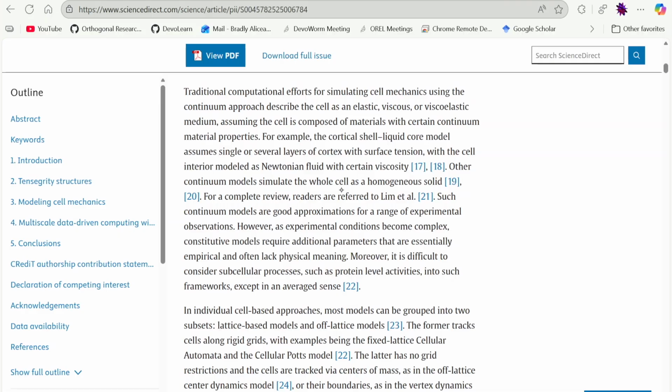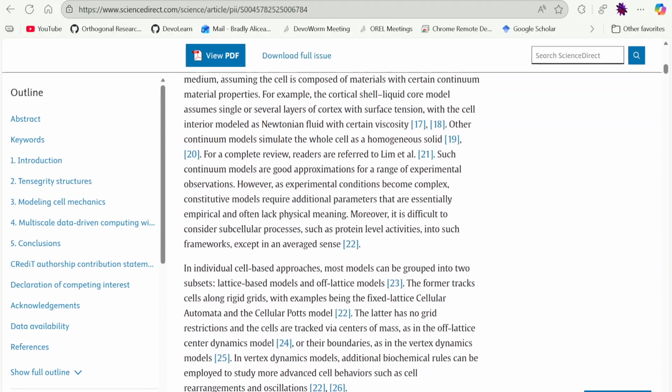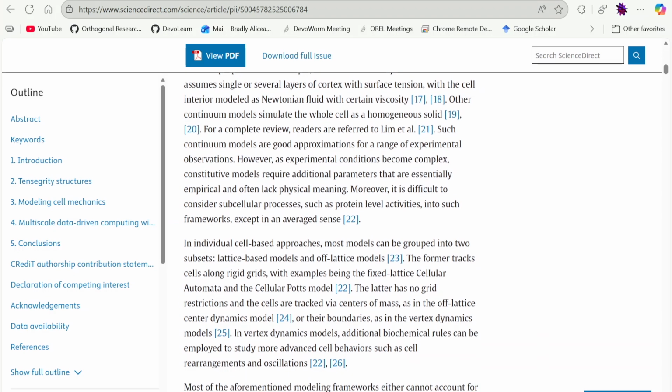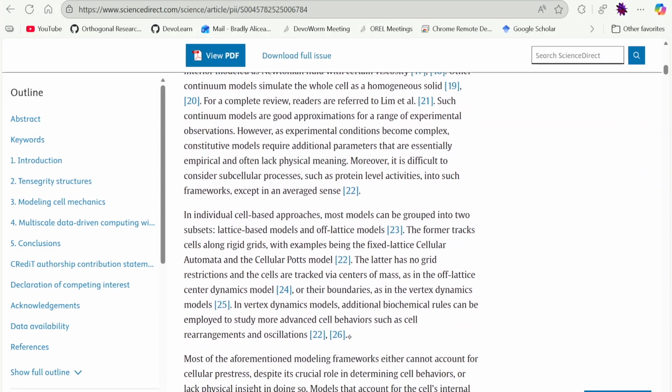Other continuum models simulate the whole cell as a homogeneous solid. So some models just treat the whole cell as a single entity, and that's how they work on it. Some such continuum models are good approximations for a range of experimental observations. However, as experimental conditions become complex, constitutive models require additional parameters that are essentially empirical and often lack physical meaning. So, if you use a homogeneous model, you might be able to map it to a single measurement.